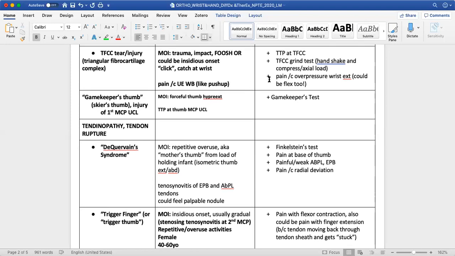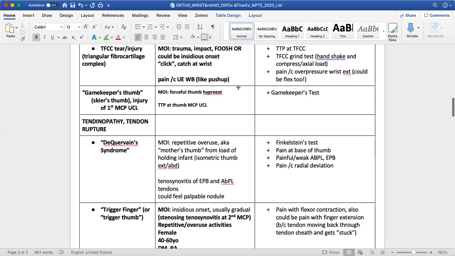So likely findings with this injury, you're going to have tenderness at that structure. So within that joint space, you're going to be able to palpate the TFCC, and you'll have a positive TFCC grind test. So that's kind of, as I was describing, you're going to axially load that area. So you're going to compress and push those structures together, or the joint surfaces together, and kind of pinch that structure. If it's involved, it's going to be painful. Could have pain with overpressure into extension and flexion, just because that's going to decrease the joint space. And again, if the tissue's irritated, you're going to feel it.